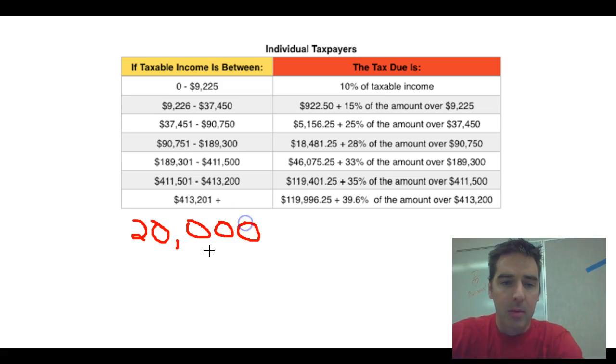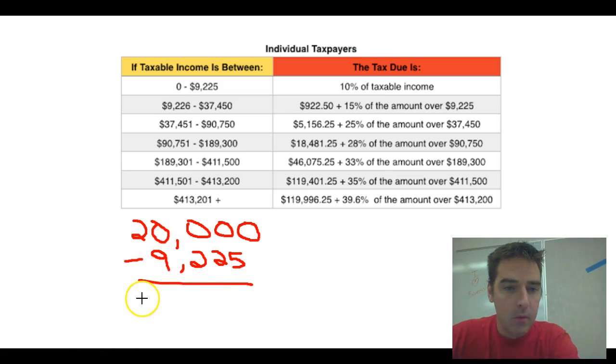I'll do the best I can. I'm kind of using the mouse there. So they made $20,000 a year. Now you have to remember, the first $9,225 they pay a 10% tax on. So you want to figure out how much of that $20,000 falls in this range. So we're going to take $20,000 minus $9,225. Do the best I can here with my math here. And you get $10,775. All right, so that means out of the $20,000 that I made, $10,775 is going to fall under this range.